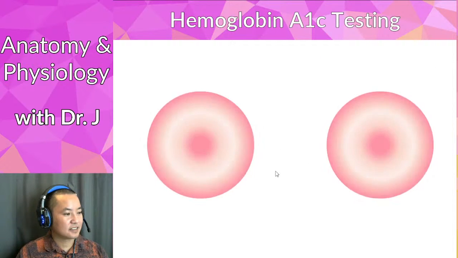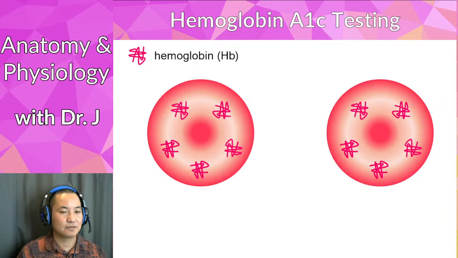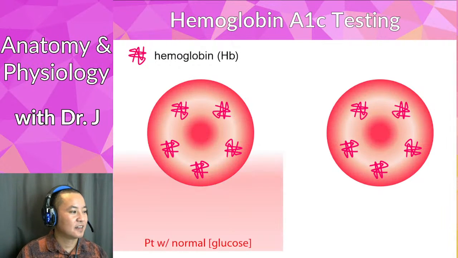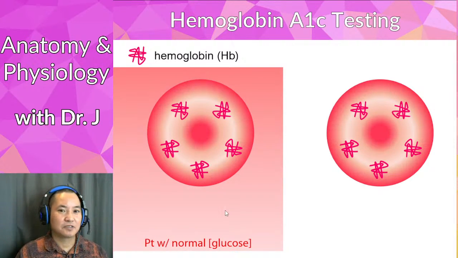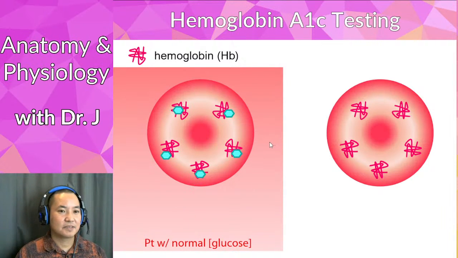And here's a little visual example. Again, here are red blood cells, and red blood cells are full of this protein called hemoglobin. Say we have a patient with normal fasting glucose concentrations in their body. During the life cycle of this red blood cell, it's going to encounter glucose molecules in the blood. It's always there. And during its lifetime, it's going to have these glucose molecules chemically binding to hemoglobin.